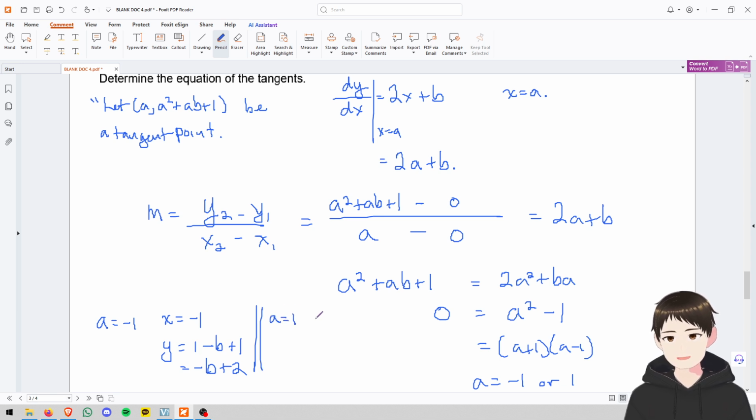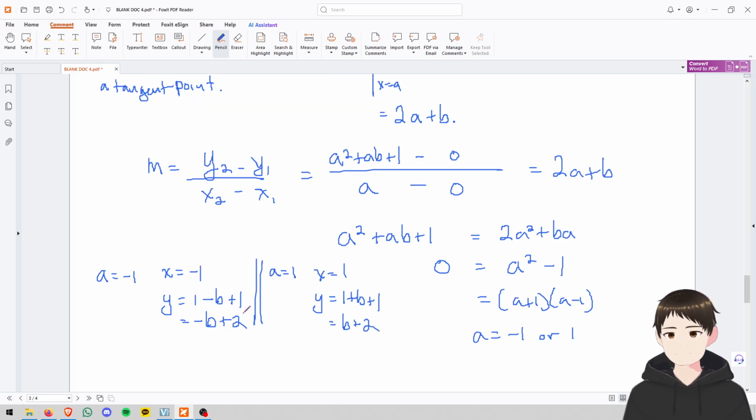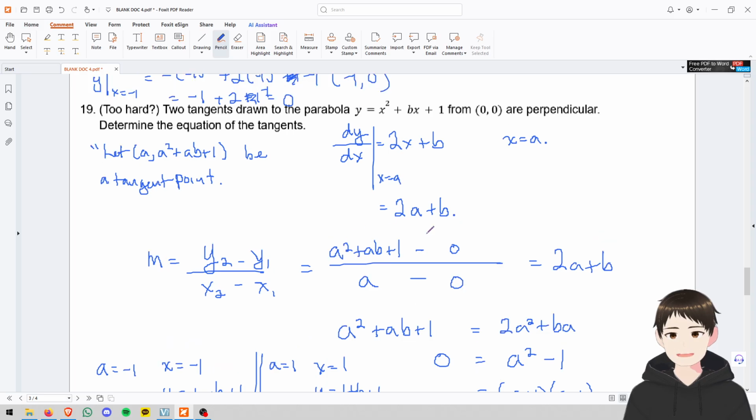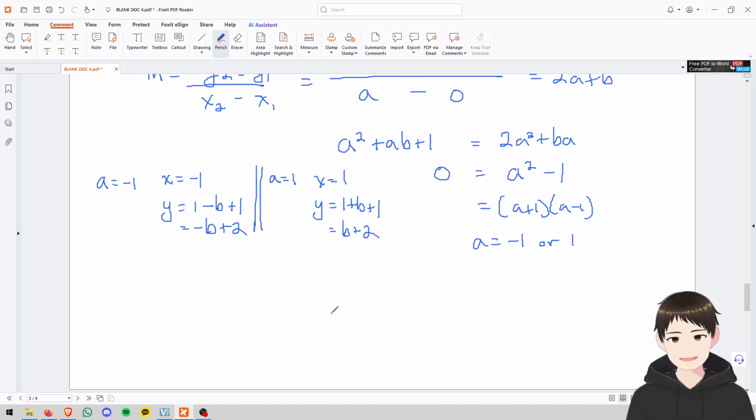If a equals 1, so that means my x equals 1, my y equals 1 plus b plus 1. 1 plus b plus 1, so b plus 2. So there are my 2 b points. I don't know what they are, but here's a clue. The slope at x equals negative 1 and slope at x equals 1 have to be perpendicular.